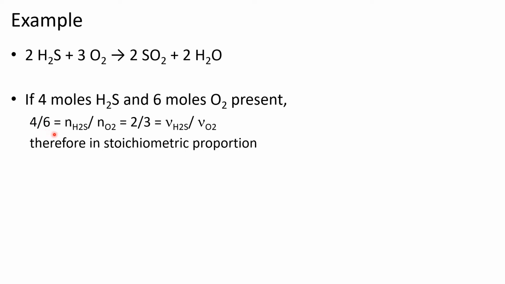is 2 over 3. And let's compare that then to the ratio of the stoichiometric coefficients. The stoichiometric coefficient for hydrogen sulfide is 2, the stoichiometric coefficient for oxygen is 3. We find that the ratio of the moles of the reactants in our feed is exactly equal to the ratio of stoichiometric coefficients. Therefore, those 2 reactants are in stoichiometric proportion.